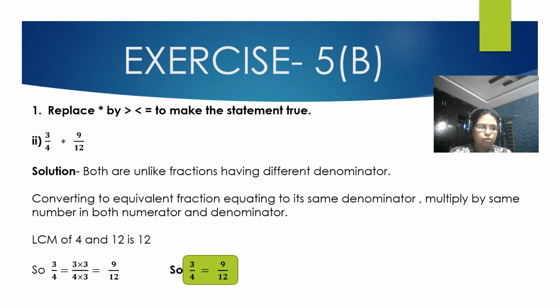Now we solve question number 1, second bit. 3 divided by 4 star 9 divided by 12. Both are unlike fractions having different denominators. Here in 3 divided by 4, 4 is the denominator, and in 9 divided by 12, 12 is the denominator. 4 and 12 are different. So both are unlike fractions having different denominators.